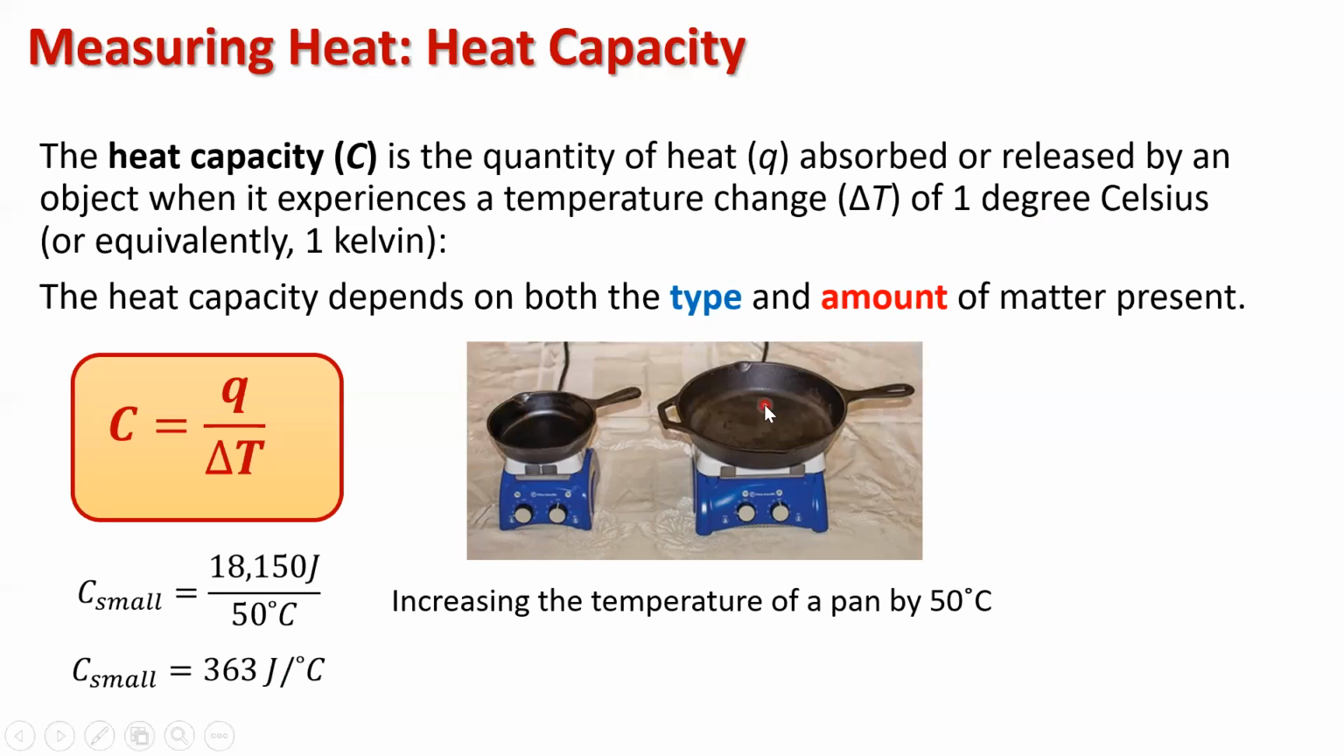Now, let's look at the large pan. If we wanted to calculate the heat capacity, we would take the amount of heat that's required to warm up that larger pan, 90,700 joules to raise the temperature the same amount, 50 degrees. So the heat capacity for the larger pan is 1,814 joules of energy that has to be absorbed for every degree Celsius of temperature change. Notice that we needed less energy to change the temperature of the smaller pan. We needed more energy to change the temperature of the larger pan, because heat capacity is dependent on what the material is, in this case they're made of the same material, and how much we have.